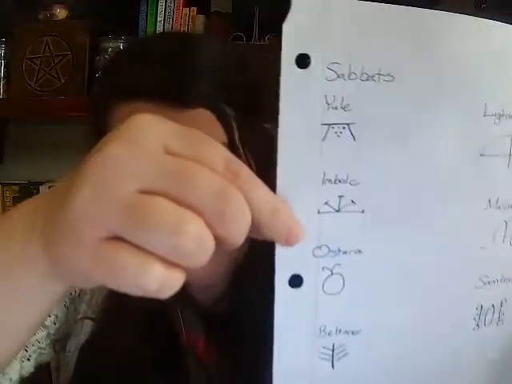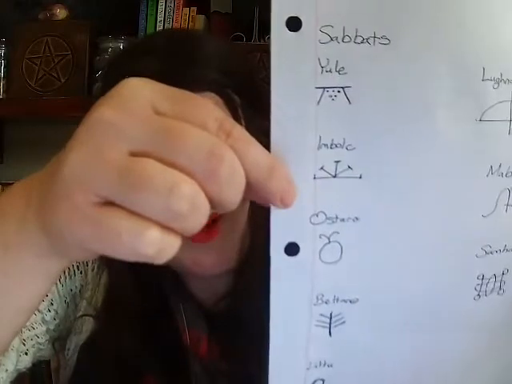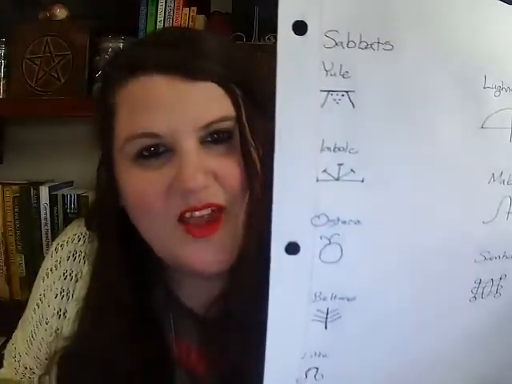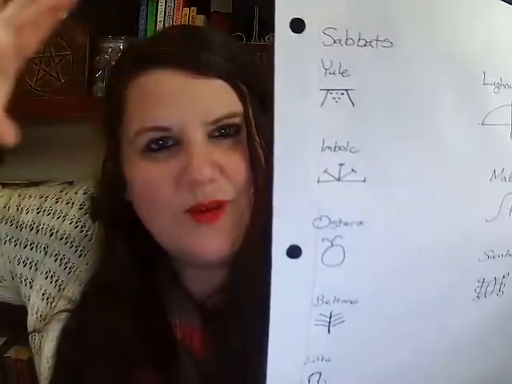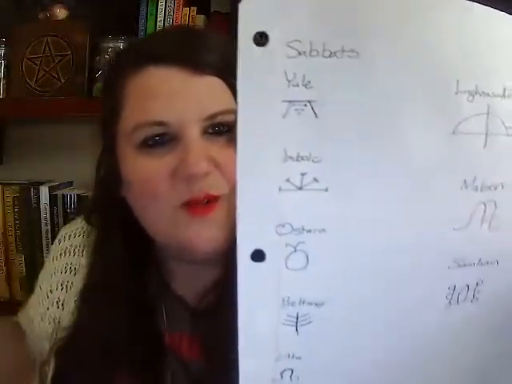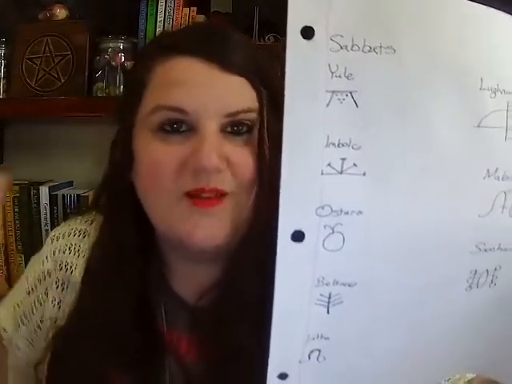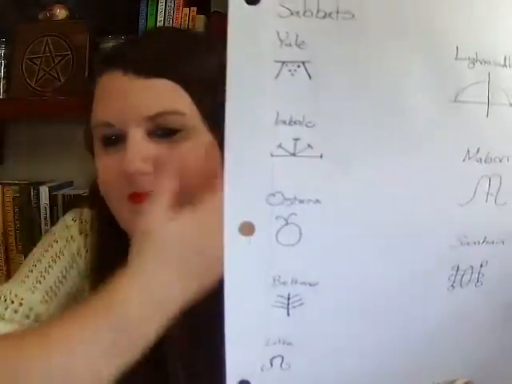Next, we have Imbolc. You see this horizontal line, the vertical in the center, and then the 2 diagonals. That represents the beginning rays of the sun starting to come back into the world in a noticeable way, which of course is what Imbolc is all about. It is about that dream of spring.